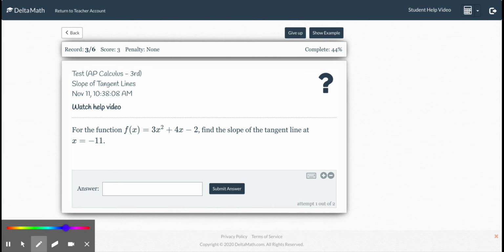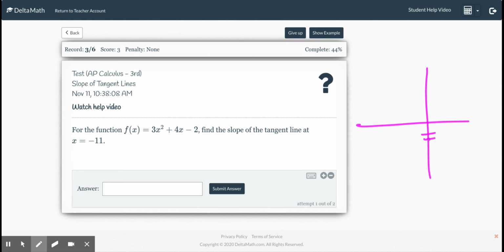So in this function, we have a parabola, 3x squared plus 4x minus 2. I don't know exactly where this function is, and it won't look exactly like this, but let's just say it's some parabola down at -2. It looks like this, right? And so we're supposed to find the slope of the tangent line at x equals -11. So if we go out to -11, let's just say it's out here. There's -11. The slope of the tangent line would look something like this. Touches right there. So that's what we're trying to find. What is the slope of this line at that point?